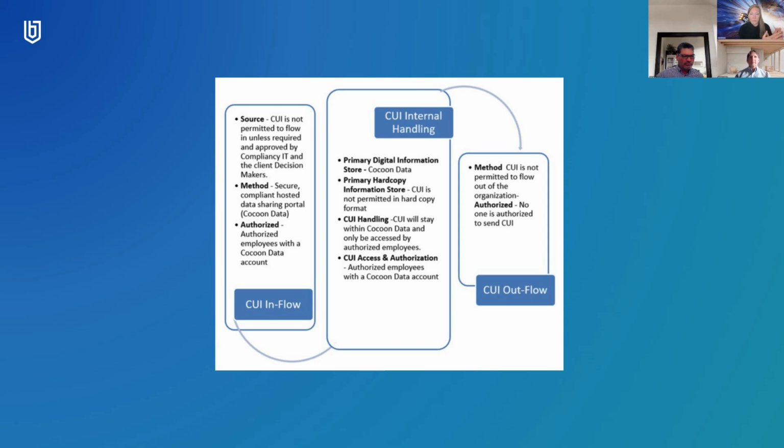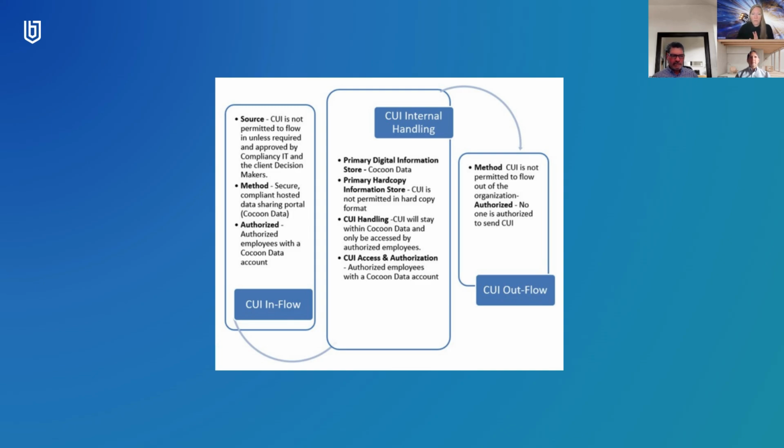How do we get it into the organization? Secure portal, email, is it being hand delivered? And then who's authorized to receive it? Because that person and that process is going to end up in scope in some way, right? And then when it's in the organization, how is it being processed? Are you creating CUI? Where is it being stored digitally? And then who's authorized to access that in hard copy and digital format?